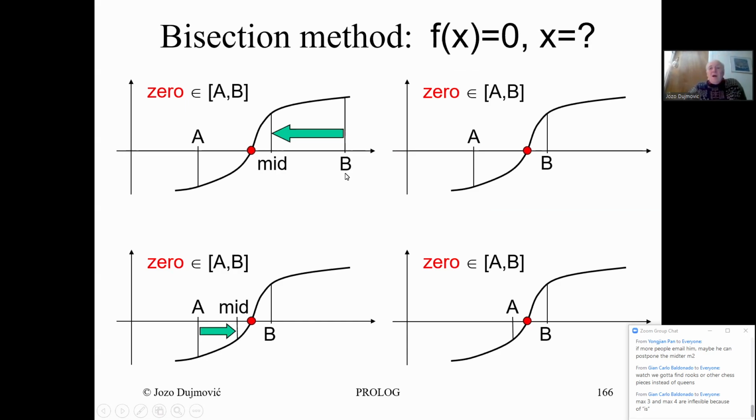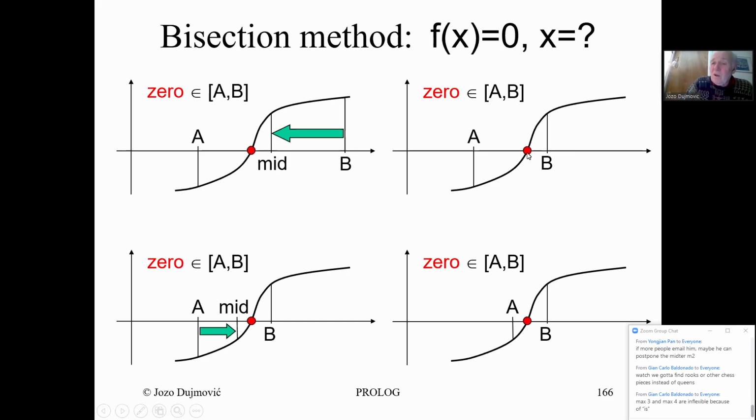So by finding it, what we have to do? We have to find the middle value. So take A plus B divided by 2 and have this middle value. And then check whether the sign of function in middle value is same as sign in B. If it is, then move this B to middle value. And you get A, B that are closer than they used to be before.